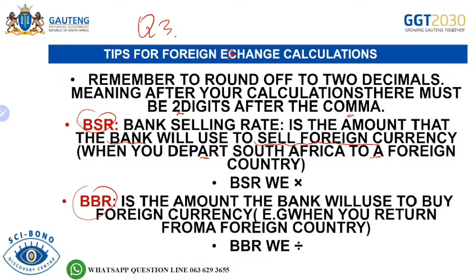Bank buying rate. It is the amount the bank will use to buy what? Foreign currency. So when you come back, you still have some of your foreign currency left with you, but now you want rand. Then where are you going? You are going to the bank because you want the local currency. Then the bank will buy the foreign currency from you.